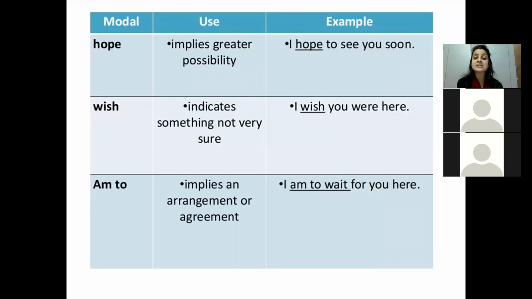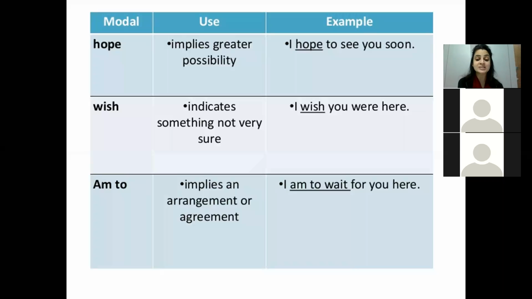Hope, it implies greater possibility. I hope to see you soon. Wish indicates something not very sure. I wish you were here. Am to, this is the rarest of rare modals which we use. Okay. It implies an arrangement or agreement. I am to wait for you here.